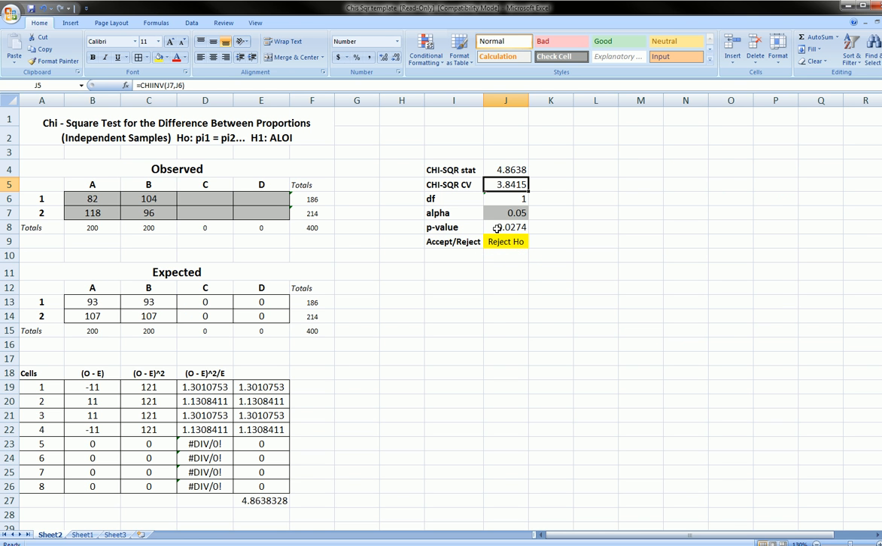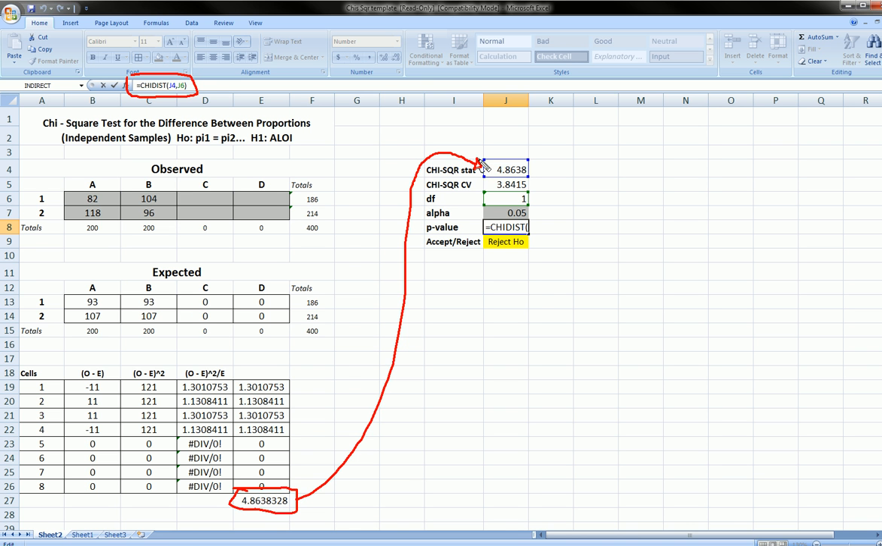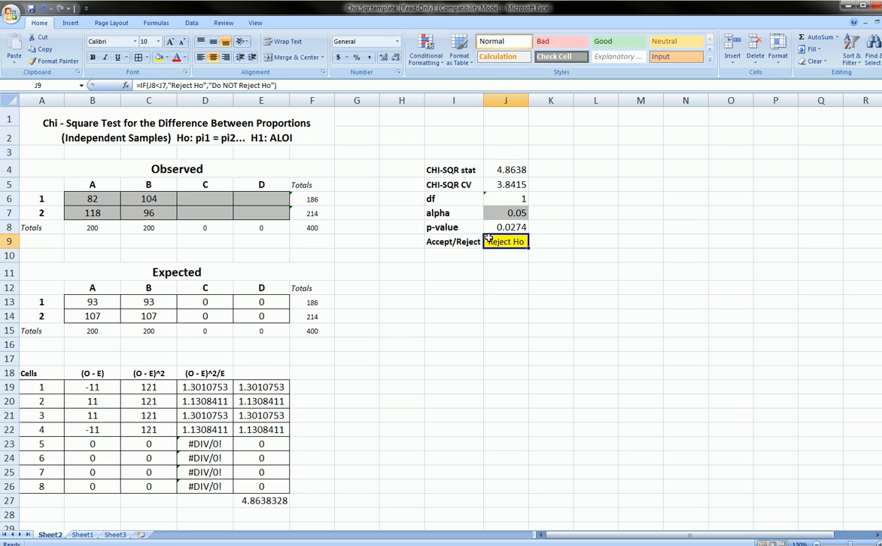Okay? Now another way to come to the same exact conclusion is to get the p-value for a test. And the way to do that is using an Excel function called CHIDIST, C-H-I-D-I-S-T. The first argument is our chi-square statistic, which is this guy, which I've also rewritten here. And the second argument is the degrees of freedom, which we've gone through here. And that will give us the p-value for our test.